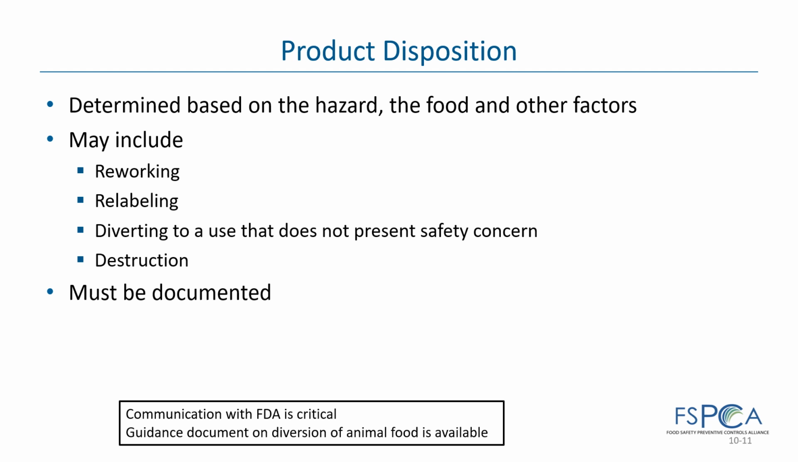You may also just want to have your regulators involved in this decision as well, and they may have some requests depending on the recall and the adulterated product. So make sure that you're communicating with those regulators and letting them know what you think the best decision is in any given situation. There is a guidance document available about the diversion of animal foods on the FDA website. So that may be a good reference to have on hand so that when you're working through these decisions, you know what the FDA is going to ask of you.